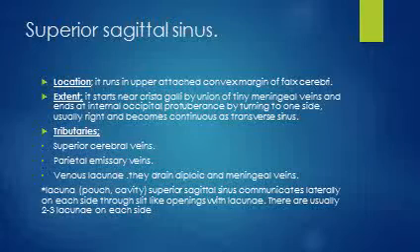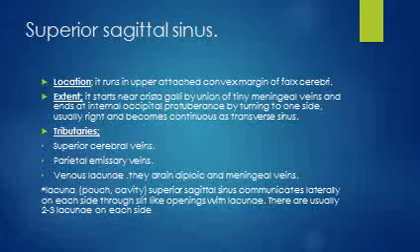It starts near crista galli by the union of tiny meningeal veins, and it ends at internal occipital protuberance by turning to one side, and usually it turns to right side and becomes continuous as right transverse sinus. It is narrow anteriorly and wider posteriorly, and it is triangular in cross section.